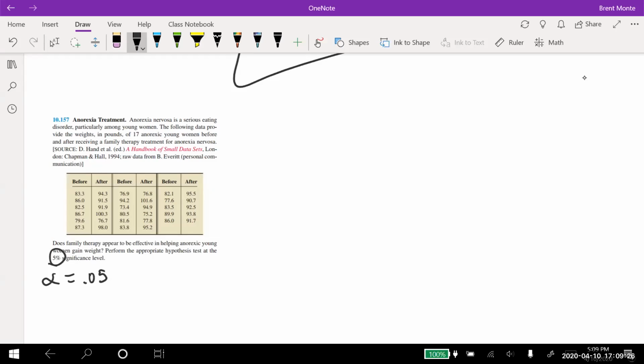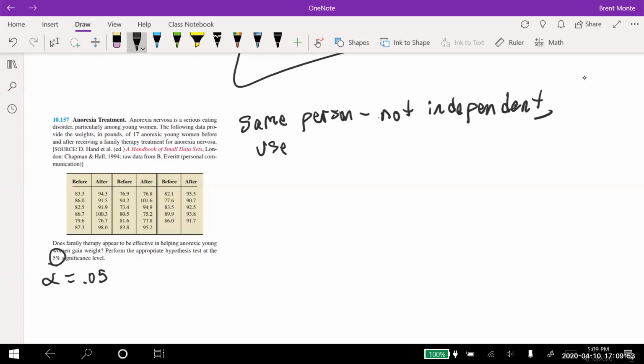Now, again, these are related to each other because it's the same person before as it was after. That's why these are related. So same person, so it's not independent. And since it's not independent, use paired t-test. Not two sample t-test, just a regular paired t-test.